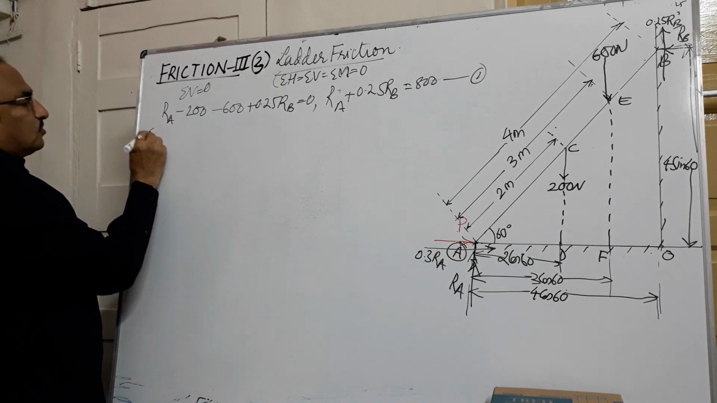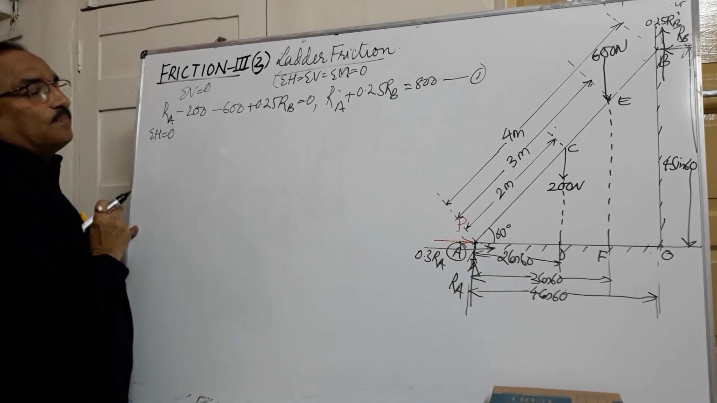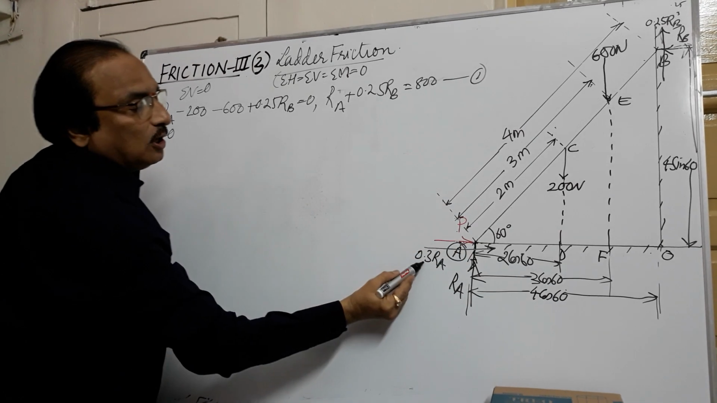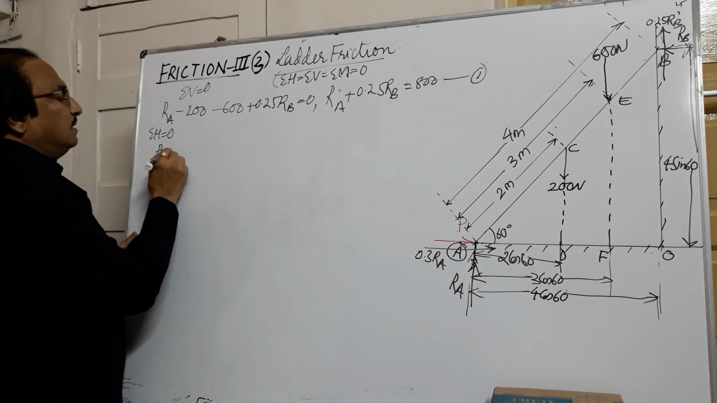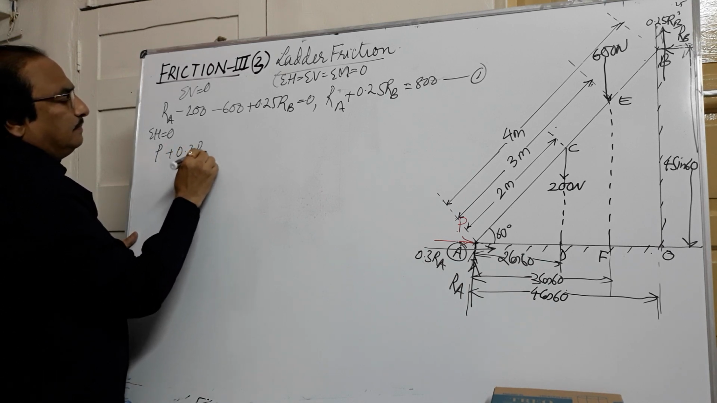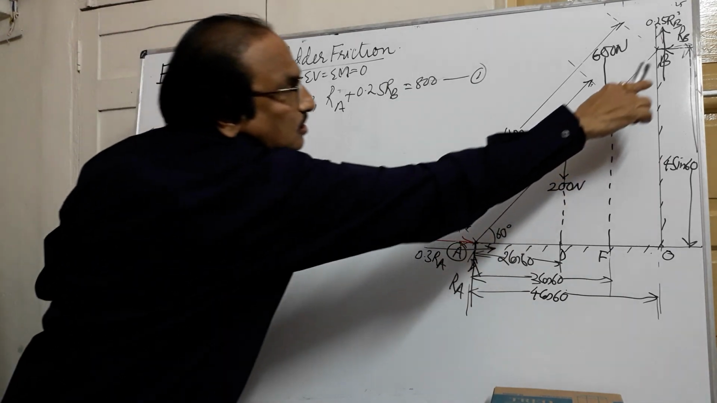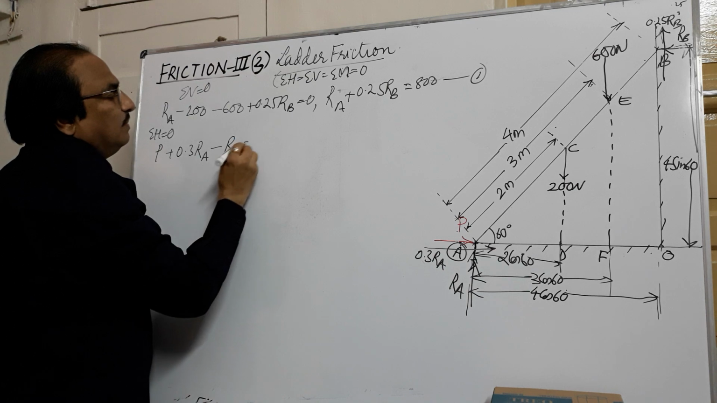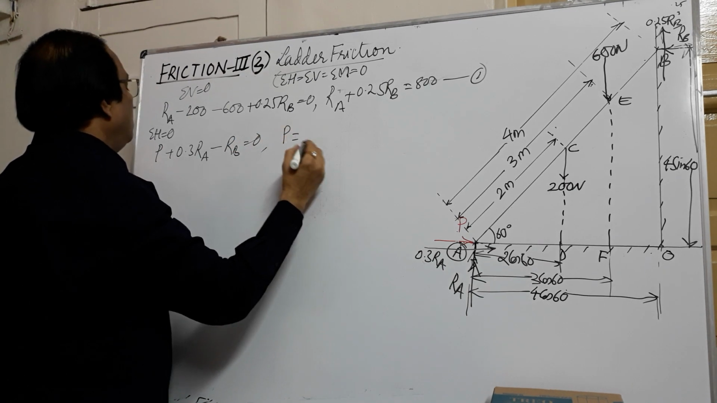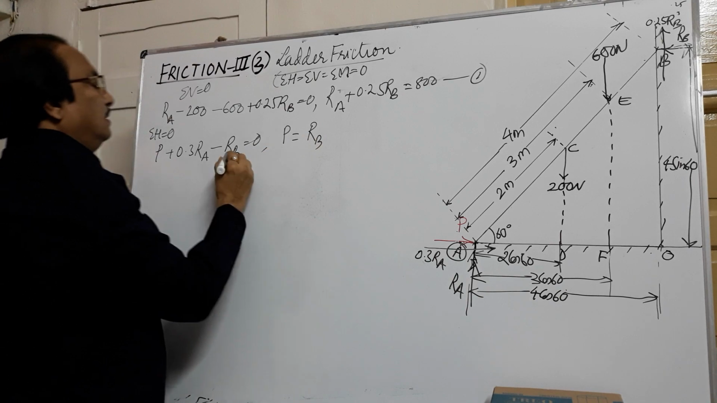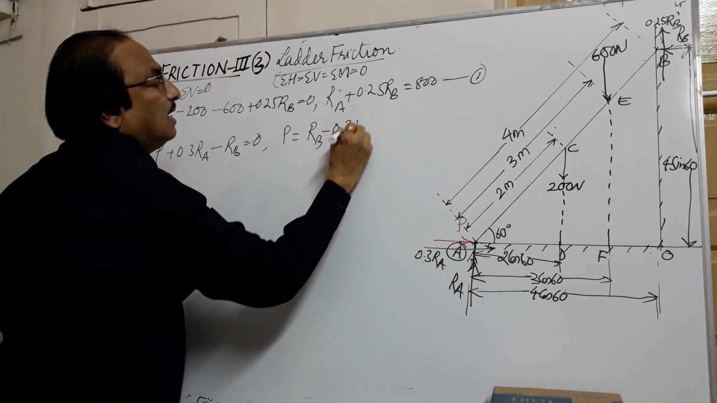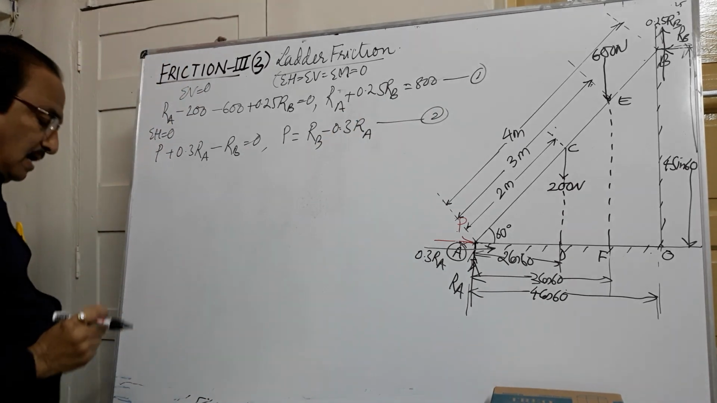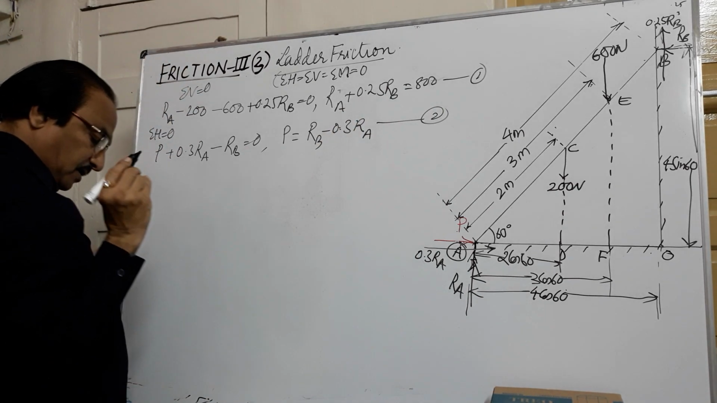Further, if I resolve the forces horizontally, sigma H is equal to 0. Now this P is acting horizontally towards right. This 0.3 RA is also acting towards right, plus 0.3 RA. There is one more horizontal force, RB, acting towards left, so minus RB is equal to 0. So here P will be equal to RB minus 0.3 RA. Now we will go for the third equilibrium condition.